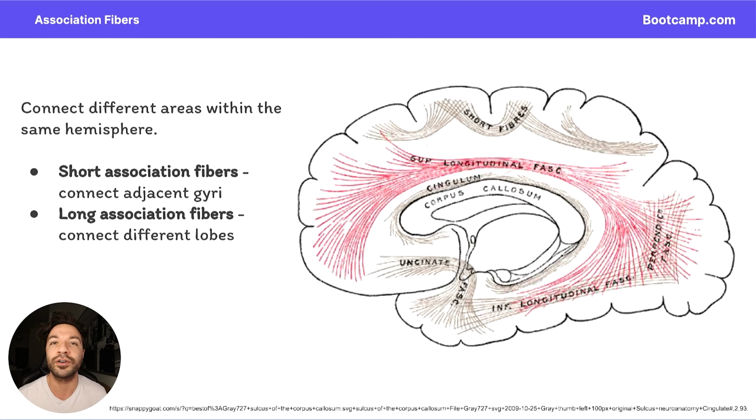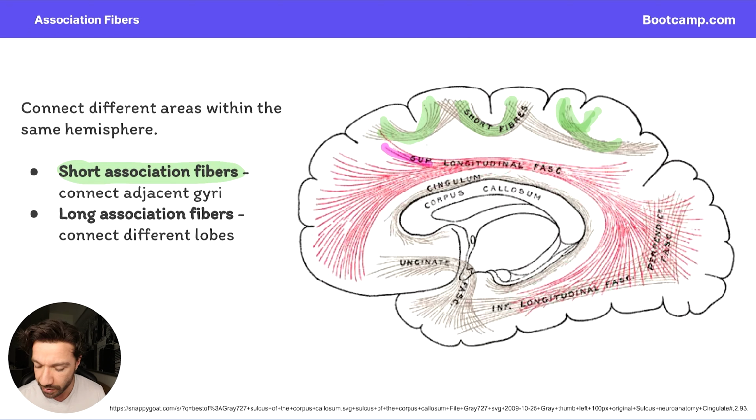Now, finally, we have our association fibers. We're going to have short association fibers and long association fibers, and these are going to be associating or connecting different areas within the same cerebral hemisphere. So our short association fibers, well, these are going to be connecting adjacent gyri, and you can see these up here. So they dip below the sulci, and they'll connect these adjacent gyri. Whereas the long association fibers, these are going to be connecting different lobes. So these are going to be extending across a longer distance.